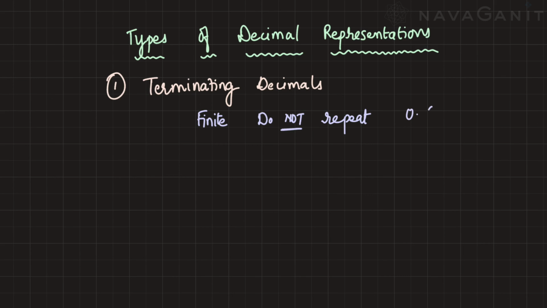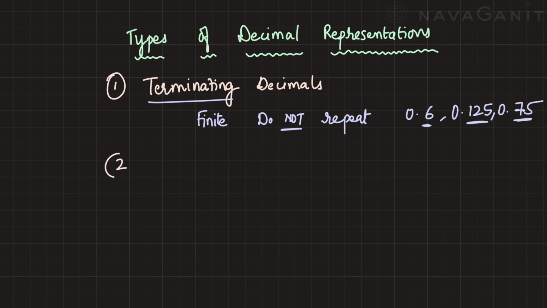What are some examples? Say I have 0.6 or say 0.125, 0.75. Now these are all decimals which are stopping after a certain number of digits. So this has only one decimal place. This has three digits after the decimal point. 0.75 has two digits after the decimal point. So these are always finite and they do not repeat, and these are called terminating decimals.